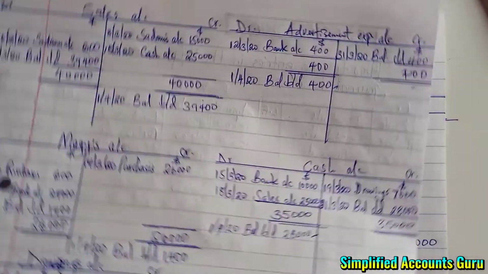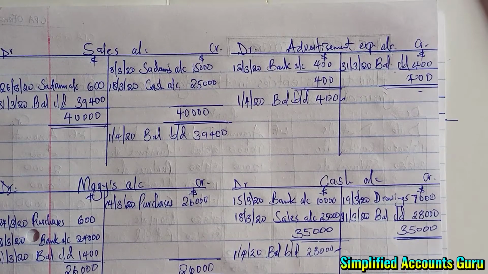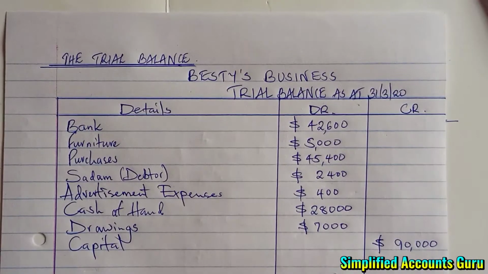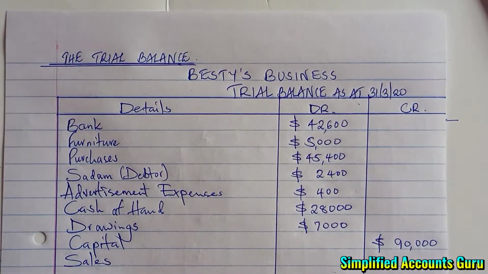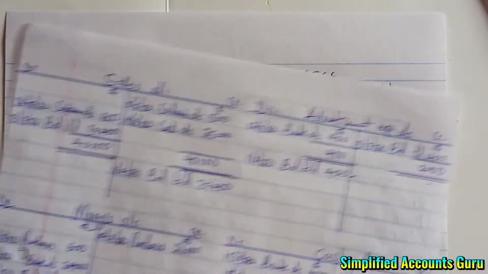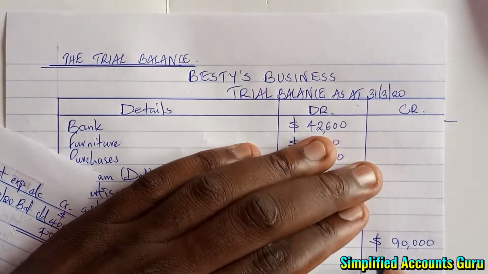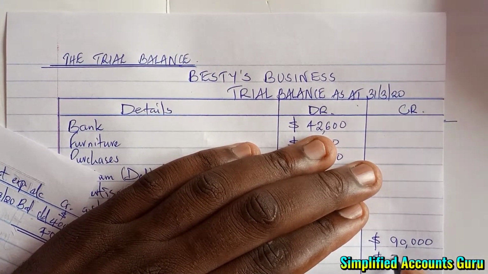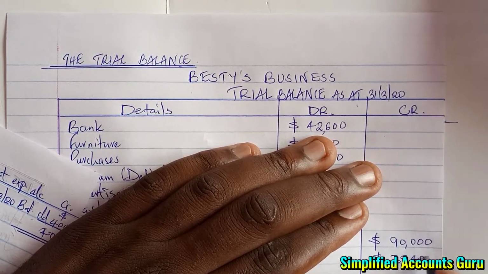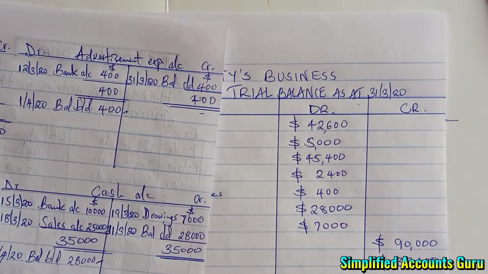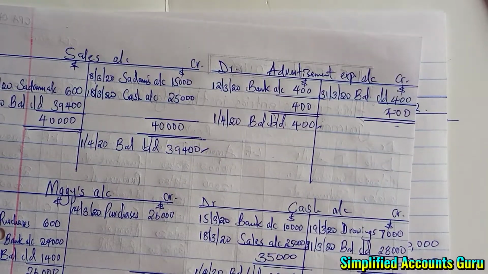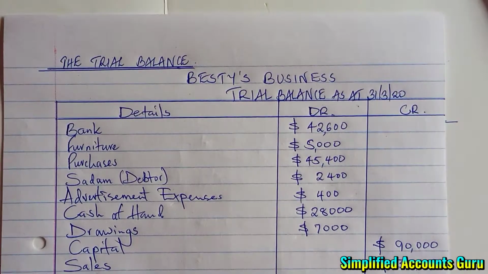Then we go to this other page. On this other page we have sales. So you can record sales. The total amount under sales we have $39,400. The next one is Maggie's account.